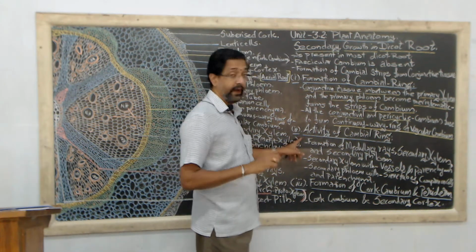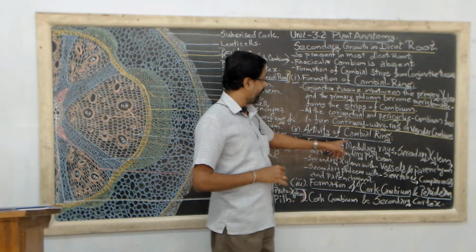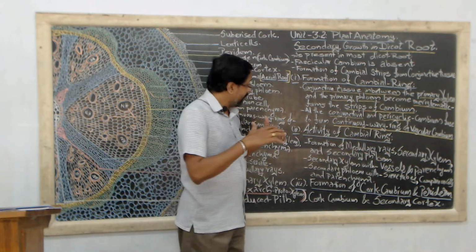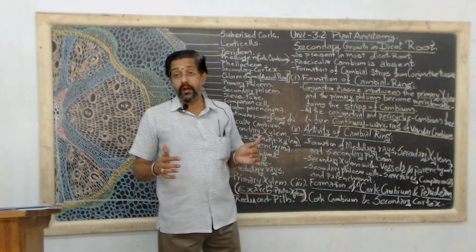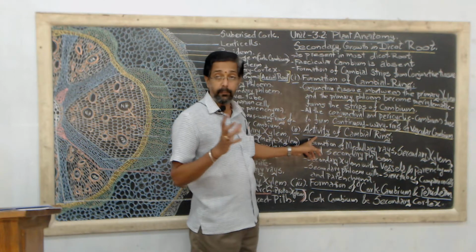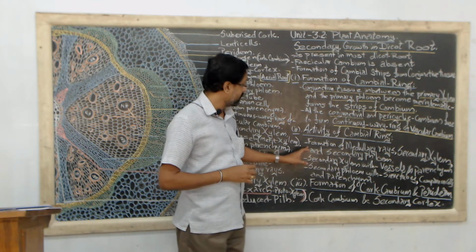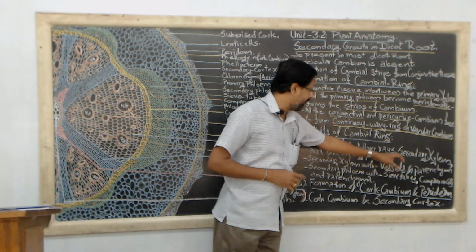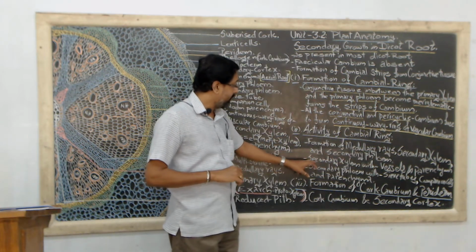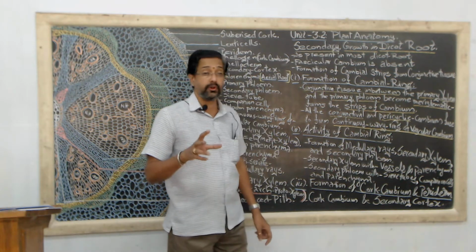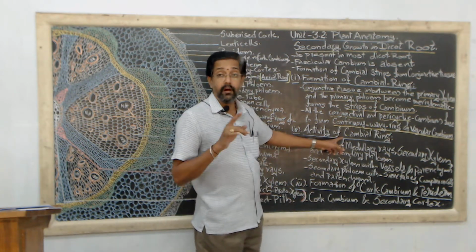Okay, coming to the second process, activity of the cambial ring. So such a wavy continuous ring of vascular cambium is formed. Thereafter, what happens? Normally the activity of the cambial ring produces medullary rays, the secondary xylem, and the secondary phloem.